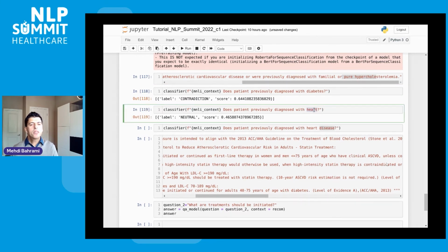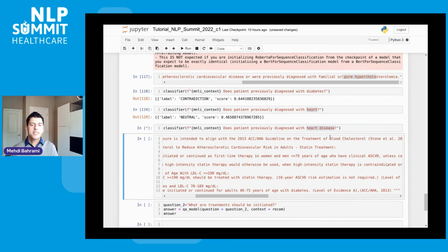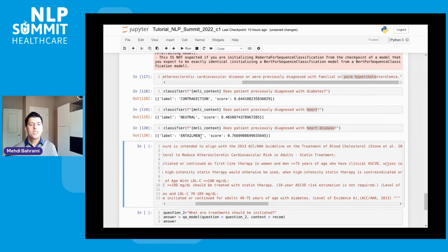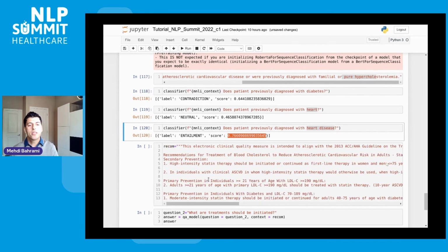Now we're going to ask another question. Let's say, patient diagnosed with heart. What does heart mean? That's not clear, right? So now you can see its response is neutral. And if we extend that, rather than heart, we say heart disease, now you can see it returns entailment, and you can see the score as well. That result shows the previous diagnosis with heart disease.